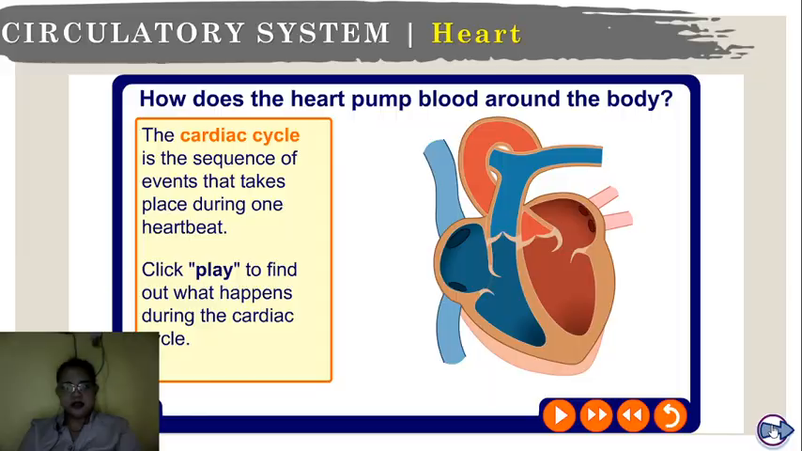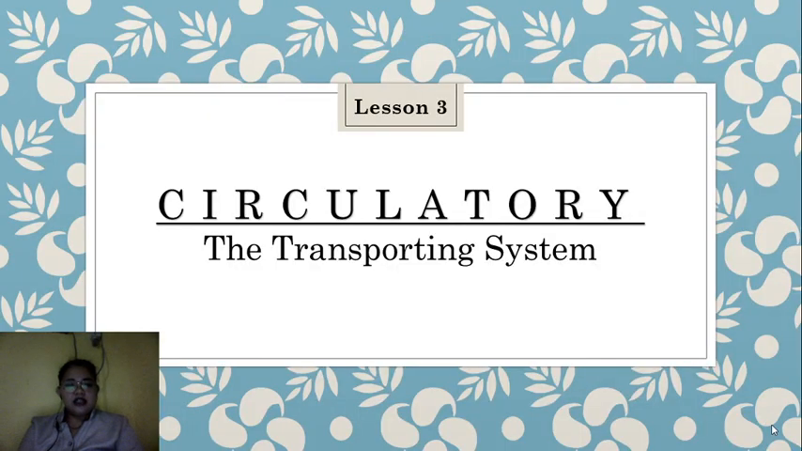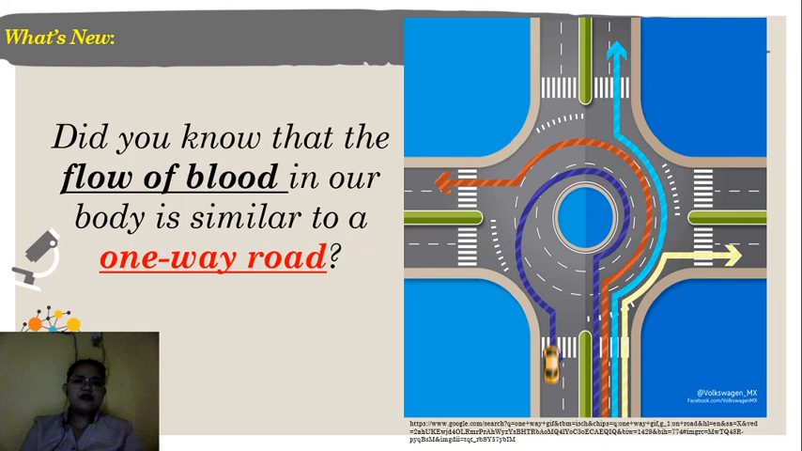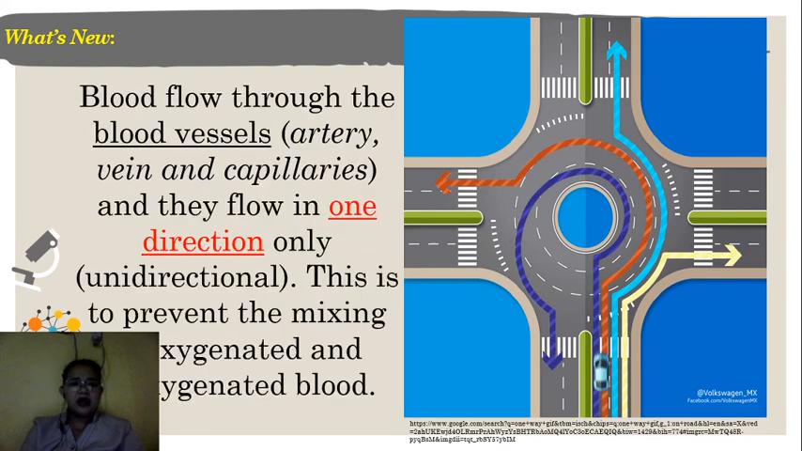Okay, next. So, lesson 3, transport system. So, mayroon lang tayong tatlong klase ng transport system. Okay, paano ba nagpo-flow or paano ba nagtatransport yung mga dugo na yan sa buong katawan natin? So, did you know that the flow of blood in our body is similar to one-way road? Bakit one-way? Para hindi mag-mix yung oxygenated nyo sa deoxygenated blood. So, ang mga responsible dyan would be the 3 blood vessels that we have discussed kanina, such as your arteries, your veins, and your capillaries.